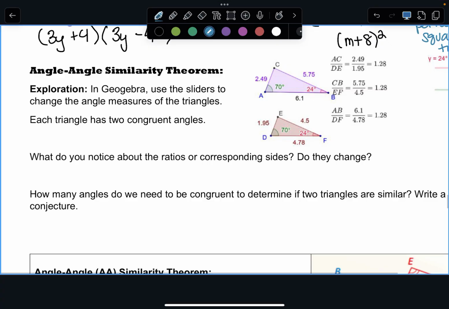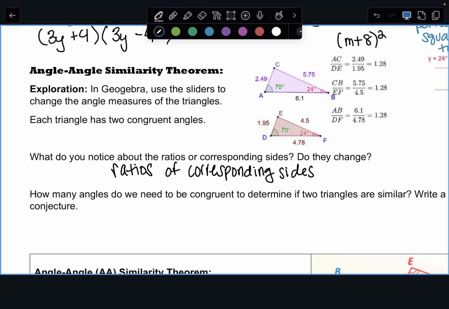Okay, so in your notes, what we noticed is that the ratios did not change. So the ratios of the corresponding sides were equal, meaning the sides were proportional. That's the word that we use. Highlighting that because it may or may not show up on your test, proportional. And they did not change when we made our angles bigger or smaller, meaning our sides were still proportional as long as those two angles matched.